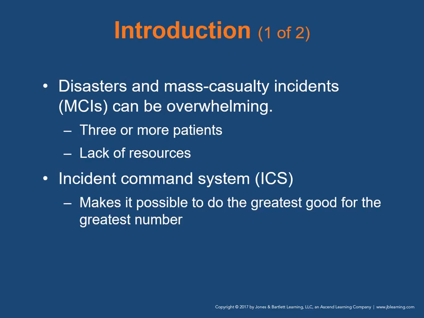The most challenging situation you can be called to are disasters and mass casualty incidents, or MCIs. A mass casualty incident refers to any call that involves 3 or more patients, or any situation that places such a great demand on available equipment or personnel that the system would require a mutual aid response. An agreement between neighboring EMS systems to respond when local resources are insufficient to handle the response. These incidents can be overwhelming because you will find a large number of patients and not enough resources. The use of the Incident Command System, or ICS, makes it possible to do the greatest good for the greatest number of people. As an EMT, you will typically be assigned to work within the EMS/medical branch under an ICS.